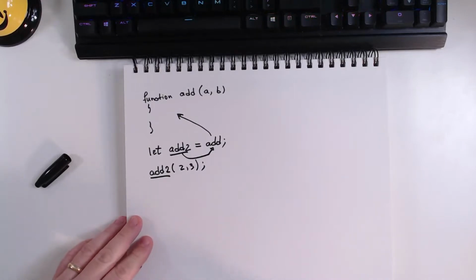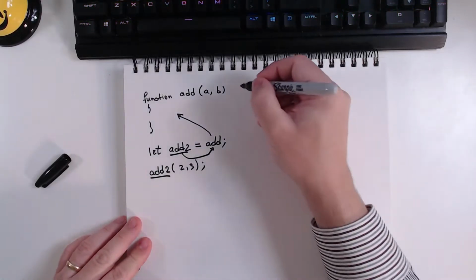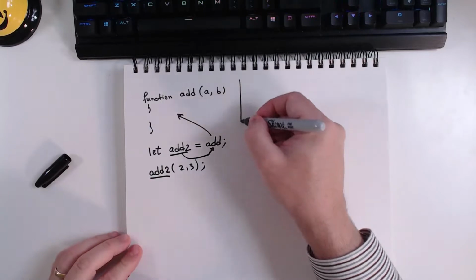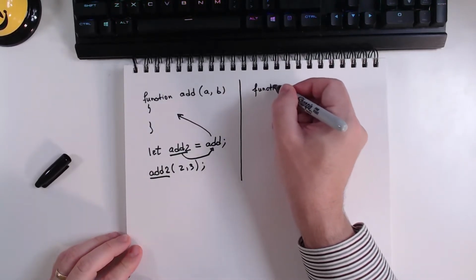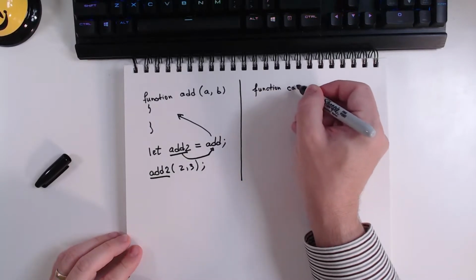What we also saw today is that we can have functions that take other functions as arguments, such as we had in that case with function calculate.